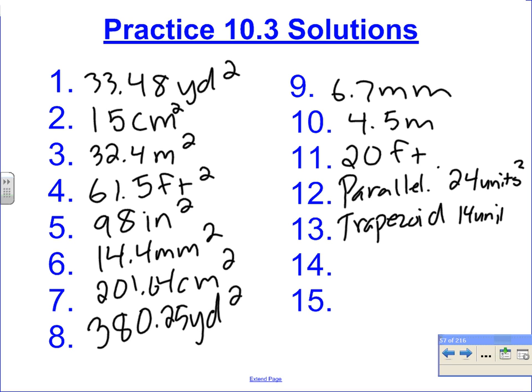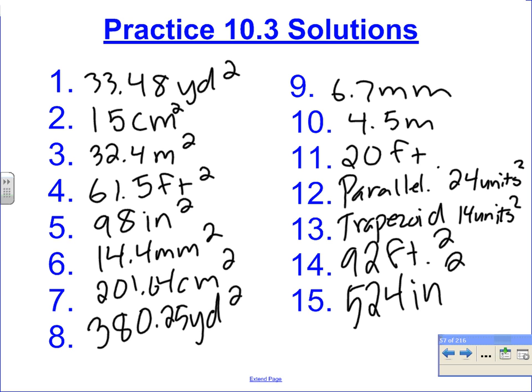Nathan S., number 14. You said 28. Okay, it's not 28, sorry. You forgot to divide by 2. Here I am thinking you said 14. Yeah, make sure you do, Camille, base 1 plus base 2. Forgot about the dividing by 2. Okay. Nathan S., what'd you get for 14? Good job. That was a hard one. 14 is 92 feet squared. Jackie, 15. Good. 524 inches squared. Okay. Questions on any of that?